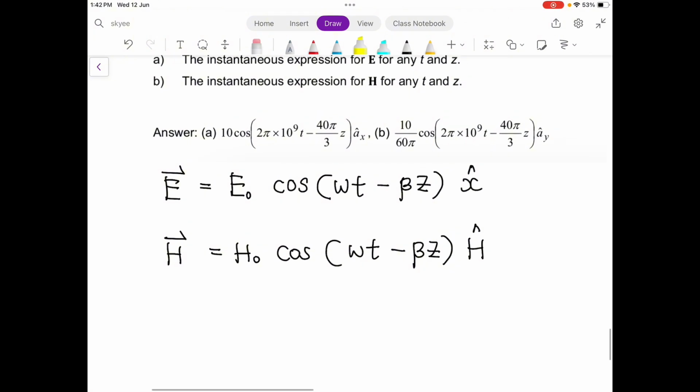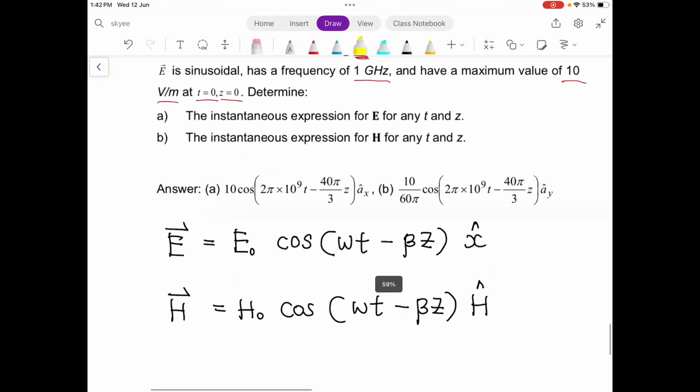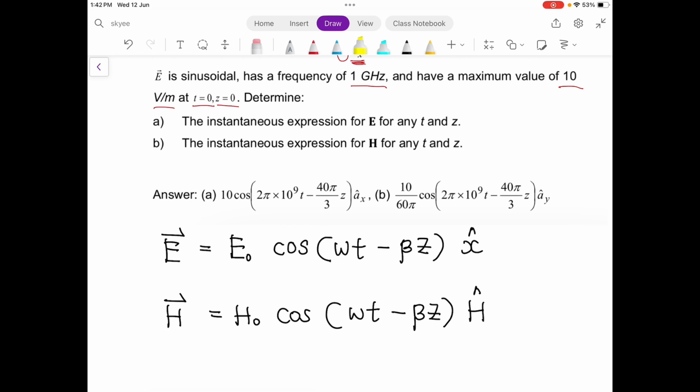Of course, the question already tells us that the amplitude is 10 when t is 0 and z is 0. What happens when t is 0? It gives 0, and z being 0 also gives 0. So it is cos 0, and cos 0 is equal to 1. So this 10 volt actually represents the amplitude of the electric field. So this thing is going to be 10.